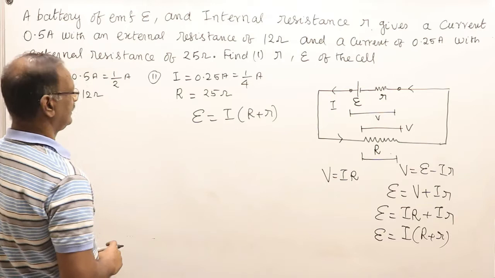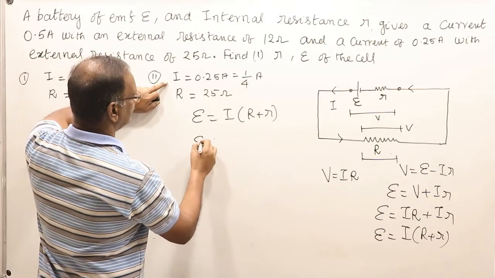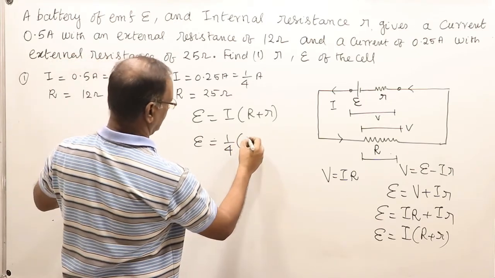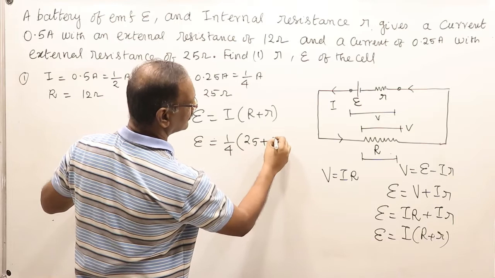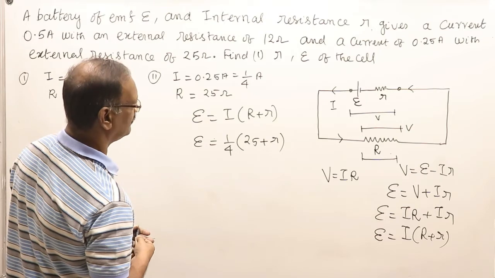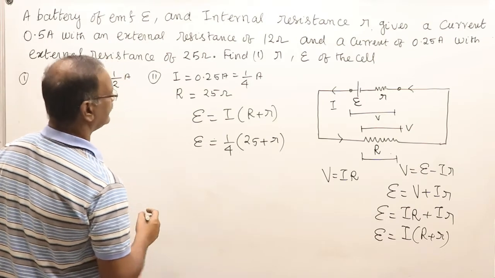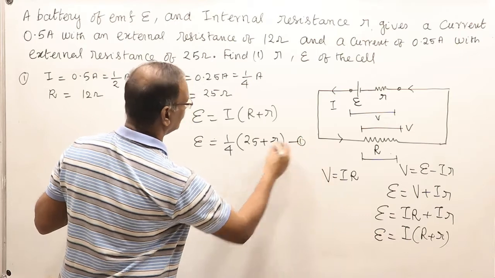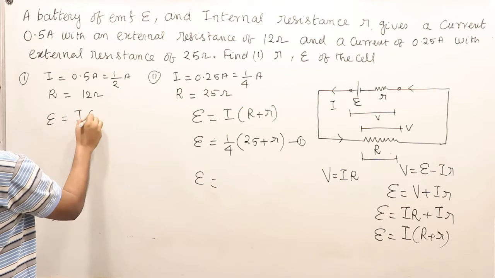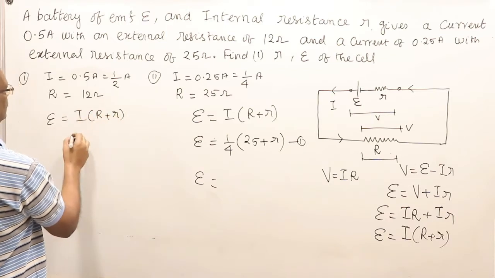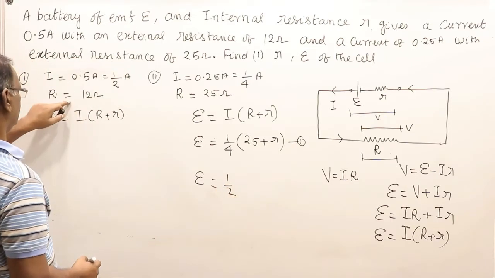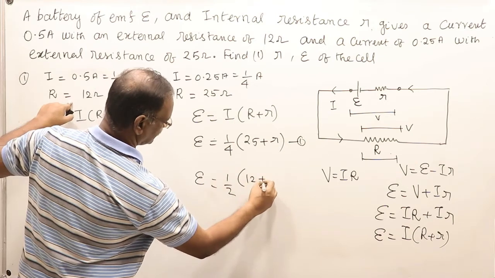So first case, current is equal to 1/4 ampere, into R, that is R is equal to 25, plus r. First case: 1/4 into 25 plus r. This is equation number 1. Second case, EMF is equal to I into R plus r, that is I is equal to half, into R, R is equal to 12, plus r.